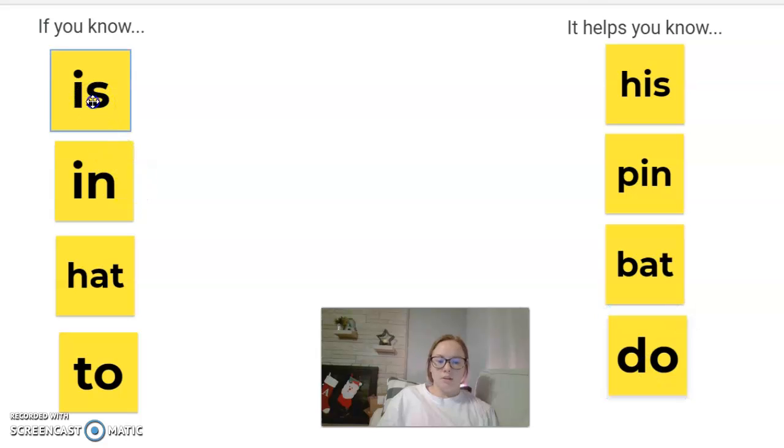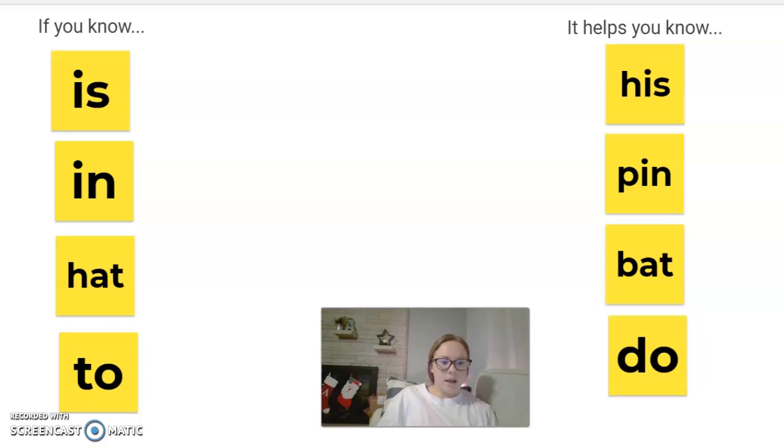So when we know our smaller sight words like this, it can help us to figure out bigger words. We look at the bigger word, we look for the part that we know, and we make the sound for the parts that we don't, and put it together. H, is, his. We know the word in. Let's add the P. P, in, pin. We know AT says at. Let's add the B. B, at, bat.